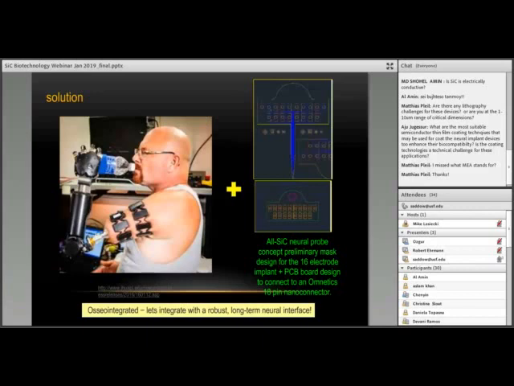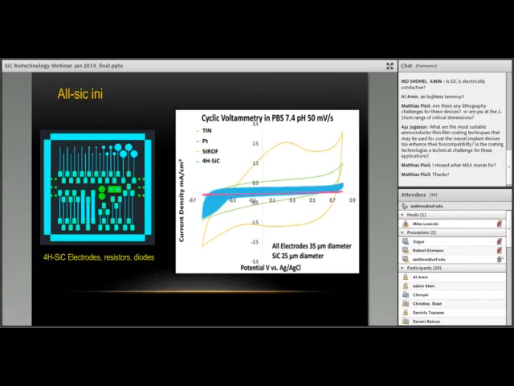I'll talk about that a little bit more later. Well, I'll talk about it now. So an all silicon carbide intracortical neural interface, or INI, is shown here.